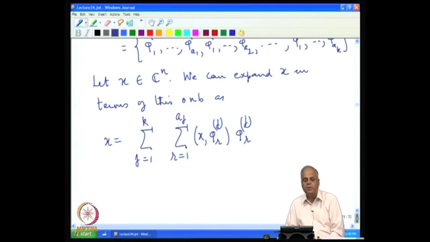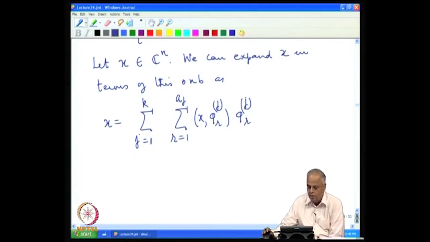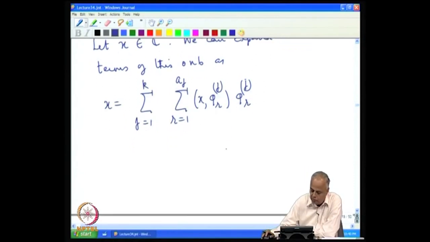So, we can write the expansion of x in terms of this orthonormal basis in this form: the sum of x, phi_r^j, the orthogonal projection of x along the direction, times the projection. This is the Fourier expansion which we have seen before. For any orthonormal basis, we can expand a vector in terms of that orthonormal basis.